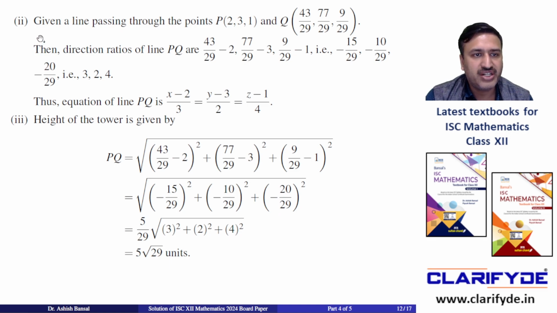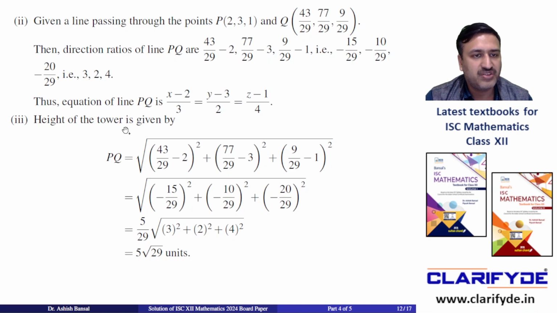Second, we have to find the equation of the line through points P and Q. So we can find the direction ratios of the line PQ. These are given by 43/29 minus 2, 77/29 minus 3, 9/29 minus 1, which can be simplified to get 3, 2, 4. The equation of line PQ will be (x minus 2)/3 using this point, (y minus 3)/2 and (z minus 1)/4. 3, 2, 4 are the direction ratios, so they come in the denominator.